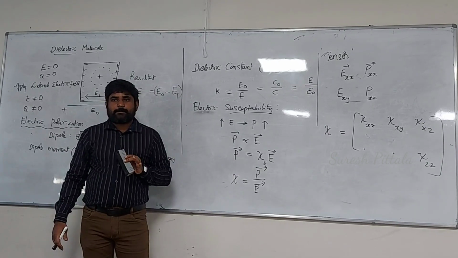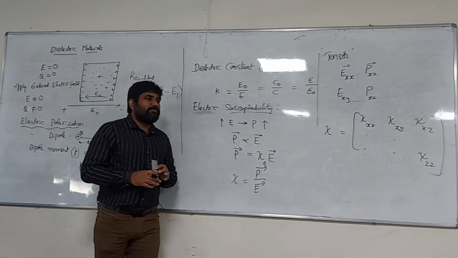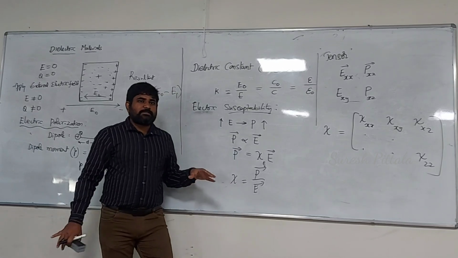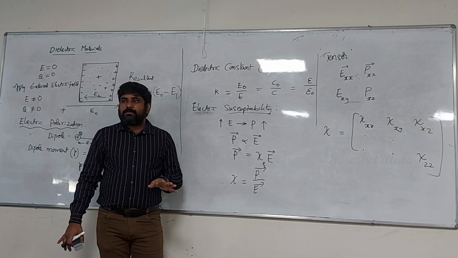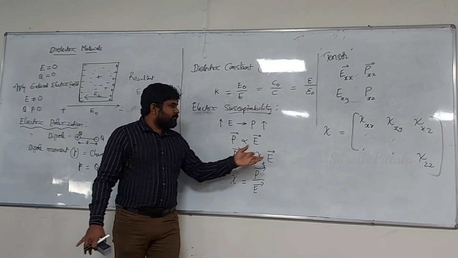Electrical susceptibility. Okay. So in the textbooks you will not have this much explanation. Simply they will give the definition and they say chi is a scalar. But don't stop there itself.